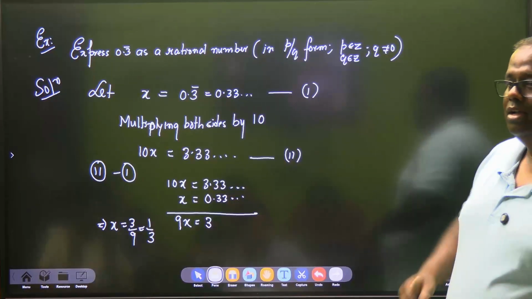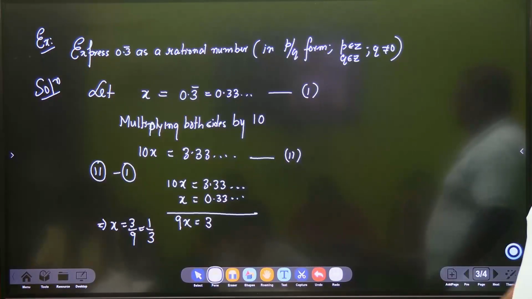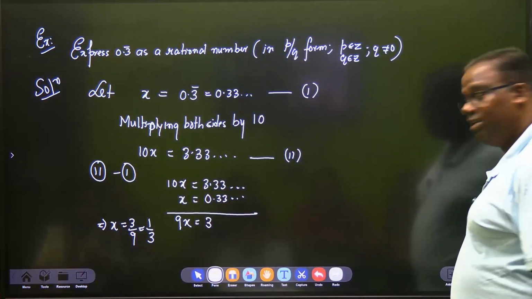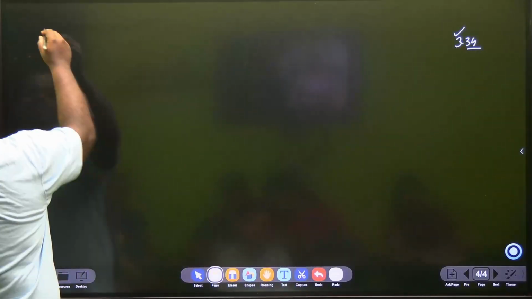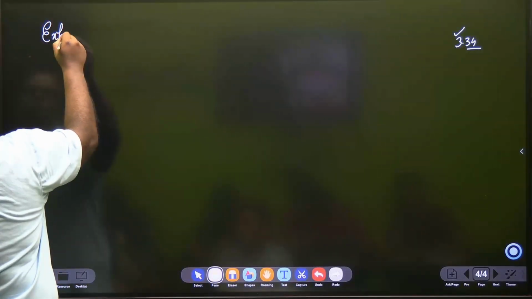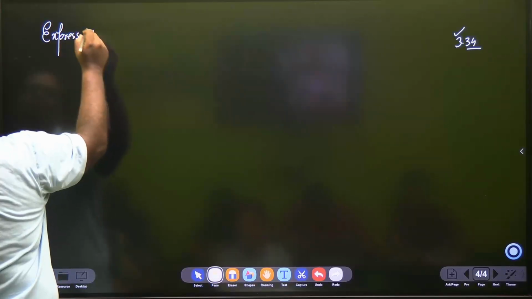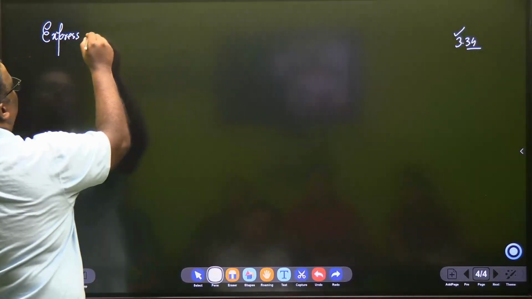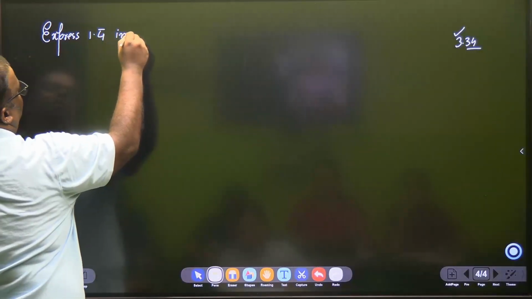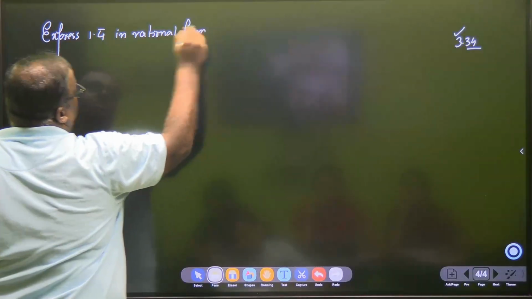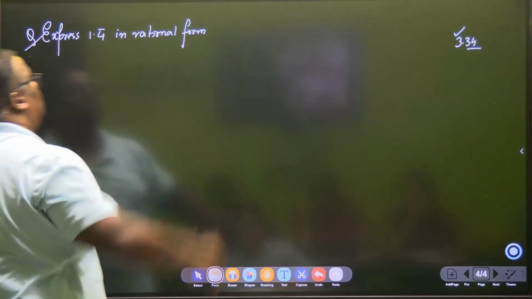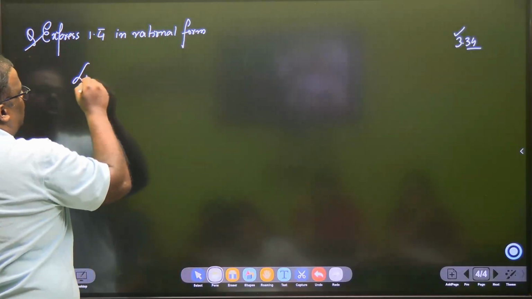Okay. Copy down so that you have understood. Now I will no more give it. You should do it from your copy. Express 1.4 bar in rational form, and write all steps. I don't want shortcuts. No shortcuts. You will write it in proper manner. That's how your handwriting improves.